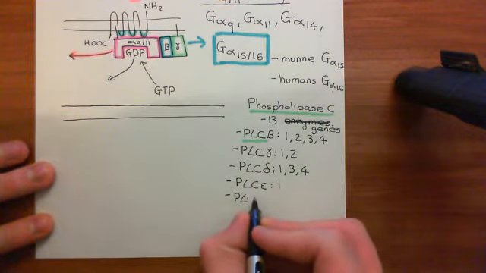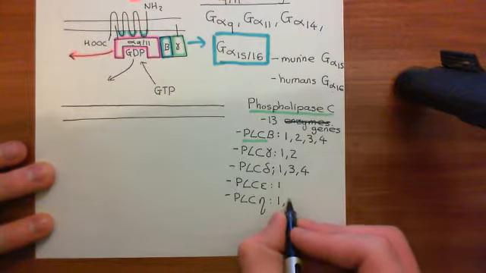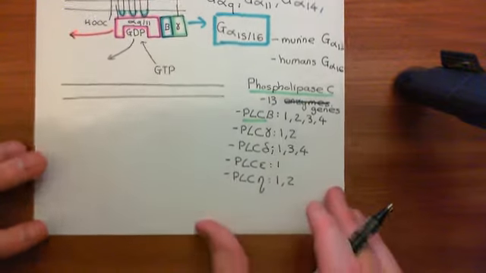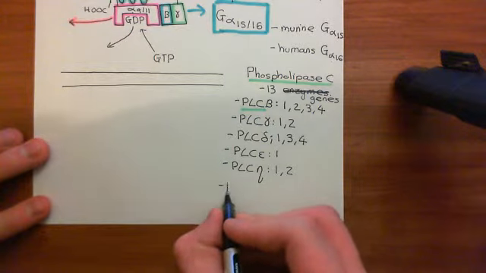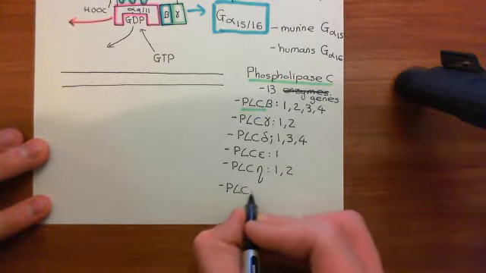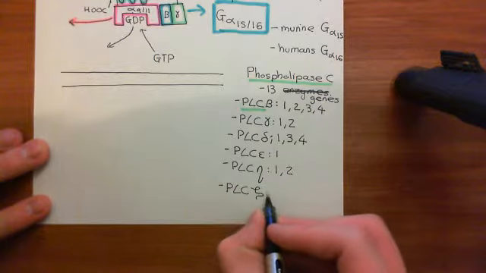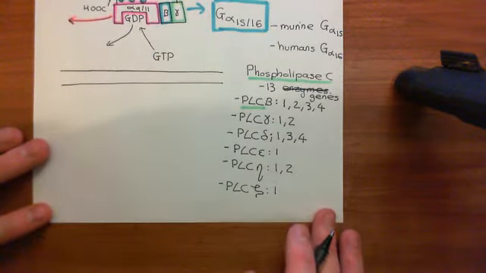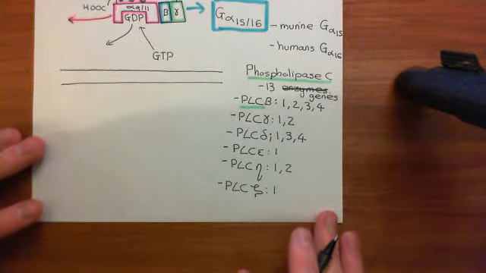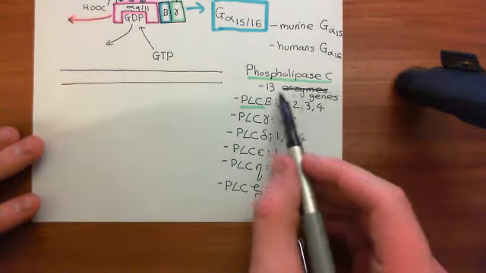Then we're going into fancier Greek letters, so then there is the phospholipase C eta family, which contains 2 members, the phospholipase C eta 1 gene and the phospholipase C eta 2 gene. And then finally, there is also the phospholipase C zeta family, which just contains 1 gene, the phospholipase C zeta 1 gene. Okay, so these are the 13 different genes.